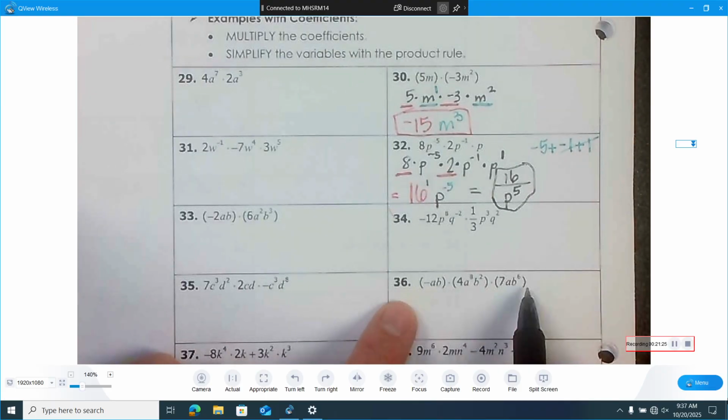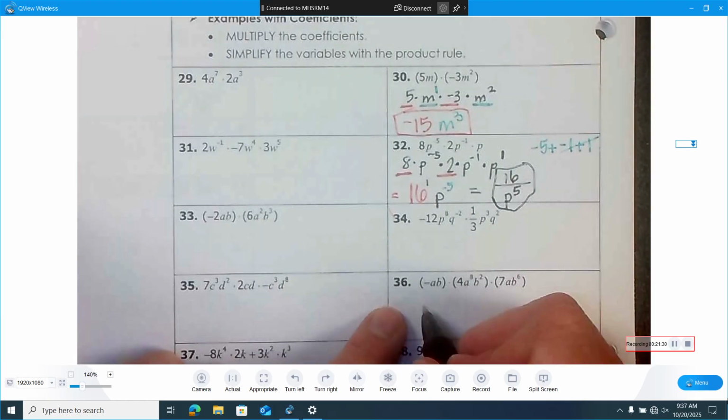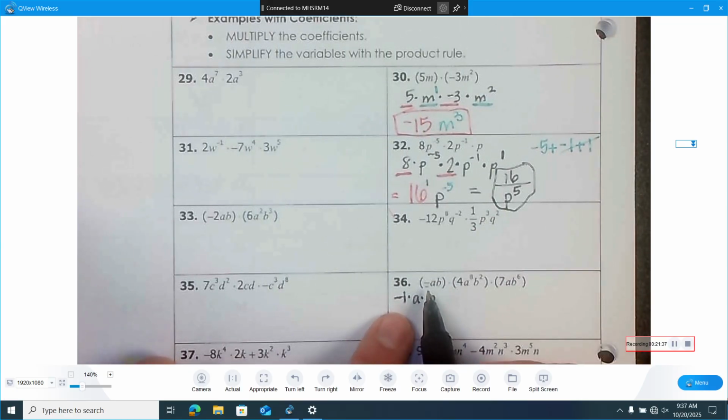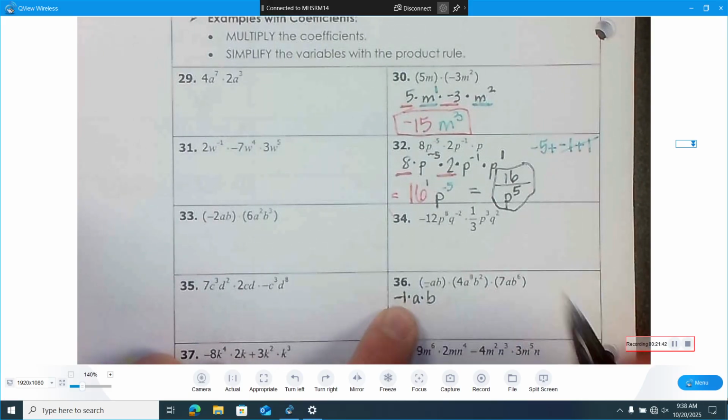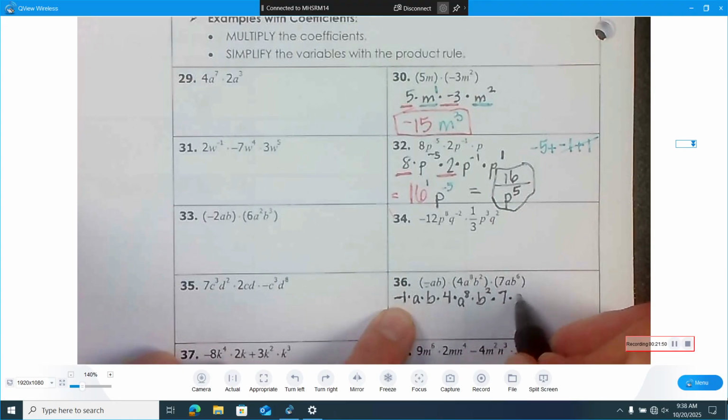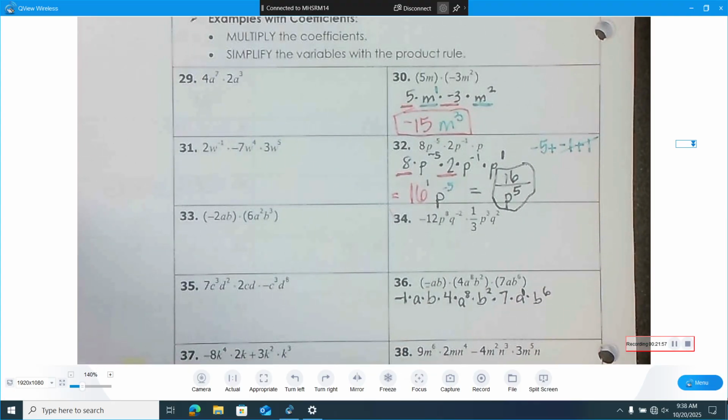So once again, there's a lot going on here, but it's just one giant product. Everything is multiplied. So I can think about this as a negative 1 times a times b. You'll notice I took the negative 1 off and thought about it as a number. Just a negative 1. And then I have times 4 times a to the 8th times b to the 2nd times 7 times a to the 1st power times b to the 6th power. So I'm stretching everything out and giving everything its own little exponent.